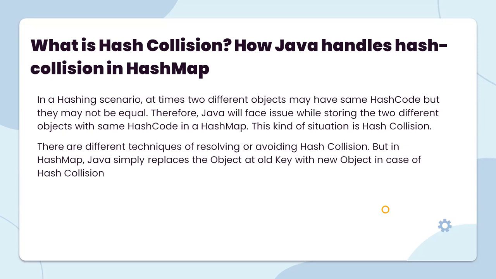What is the hash collision? It means objects are different. Maybe objects are different, they are not the same, but hash codes are the same. Then you can say hash collision is there.